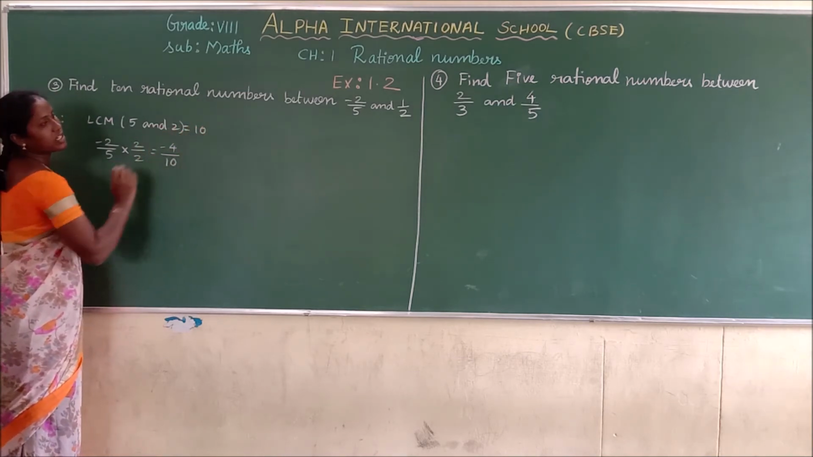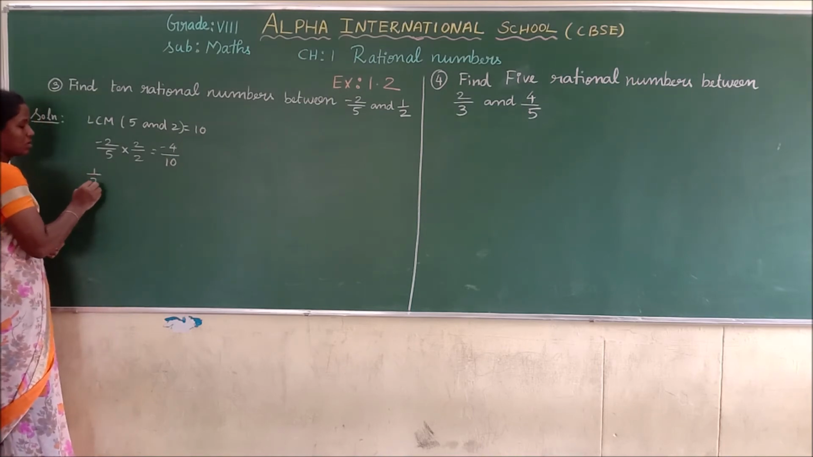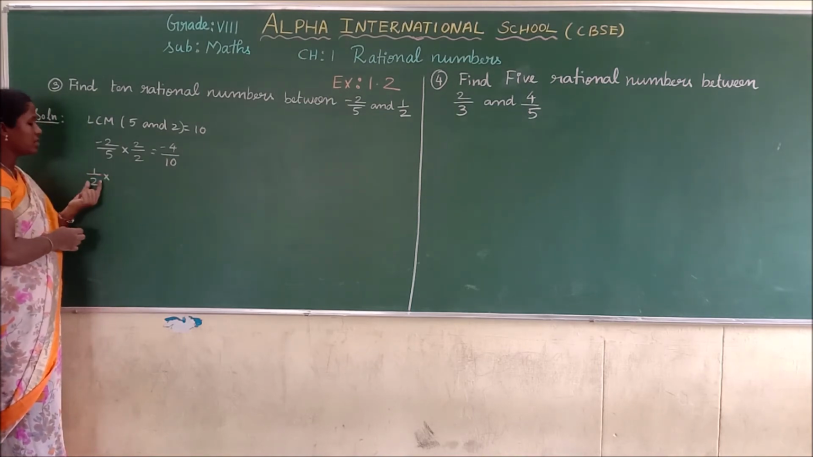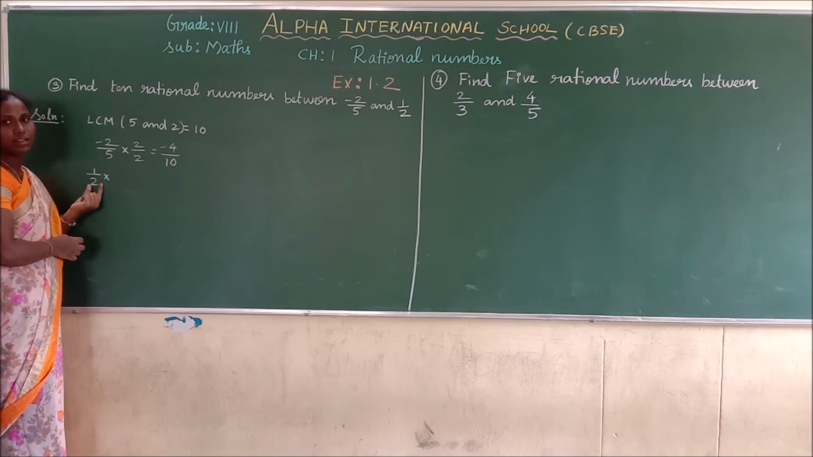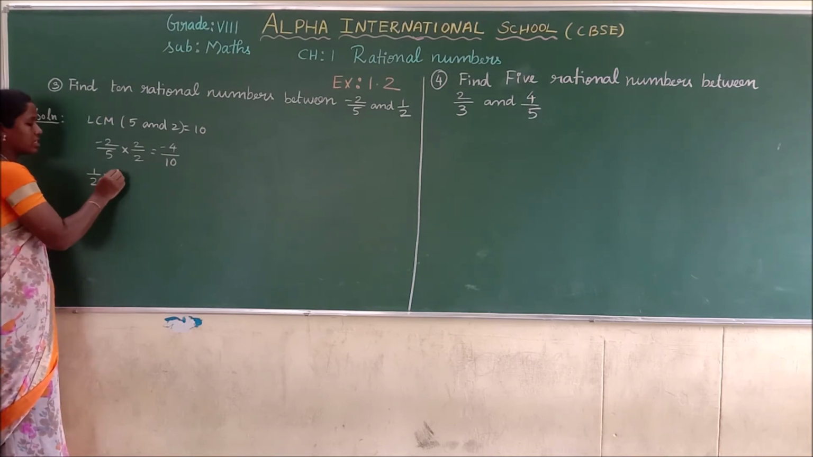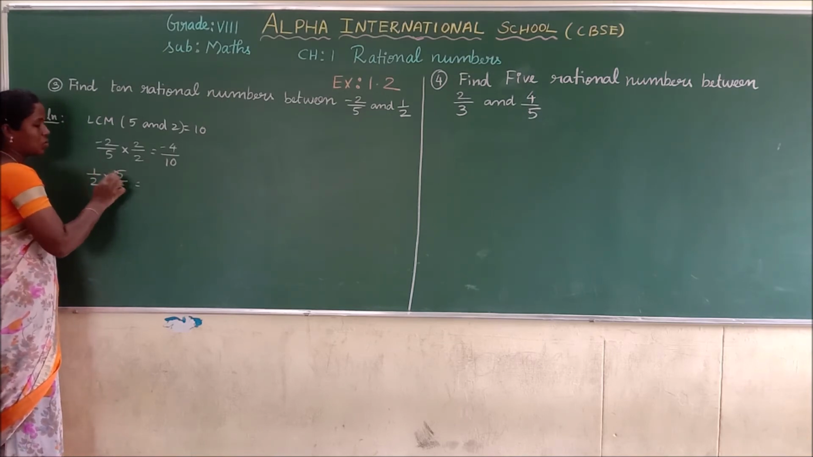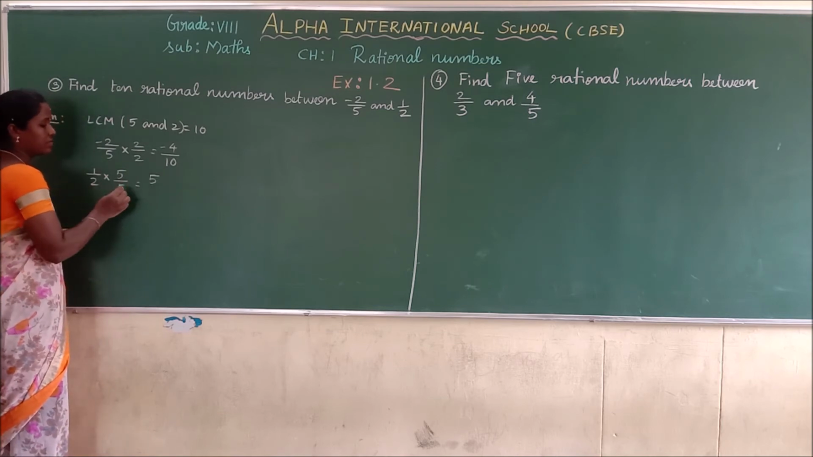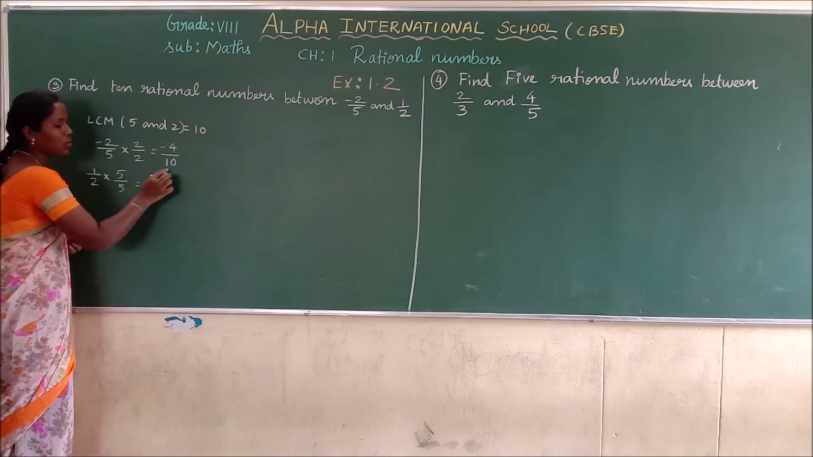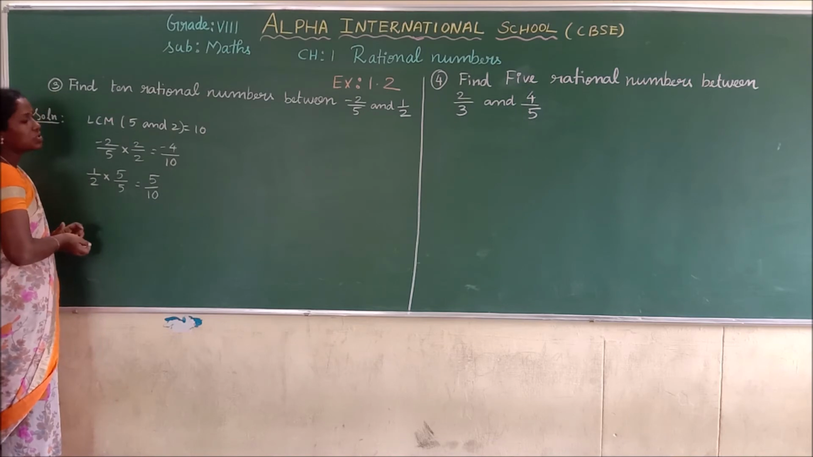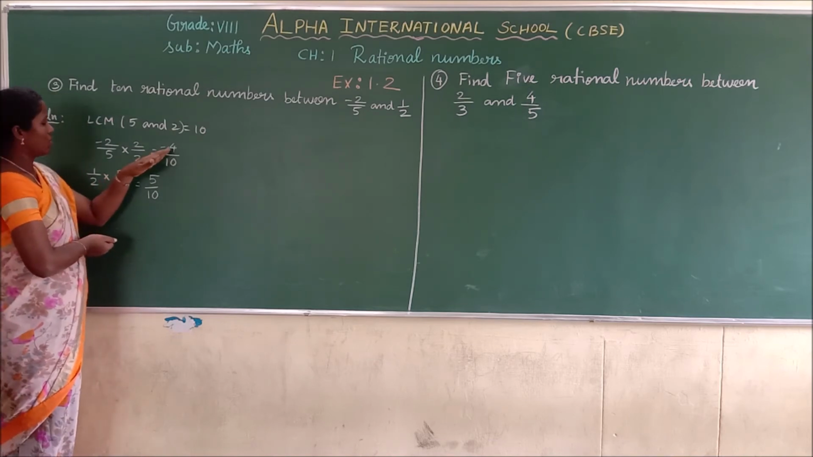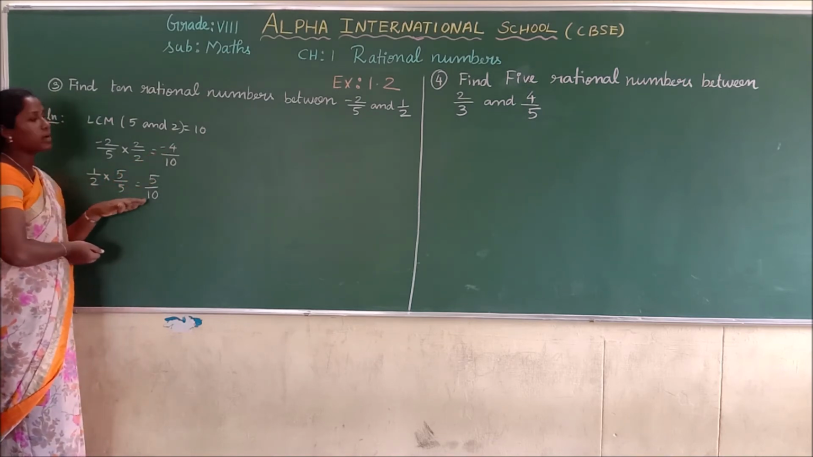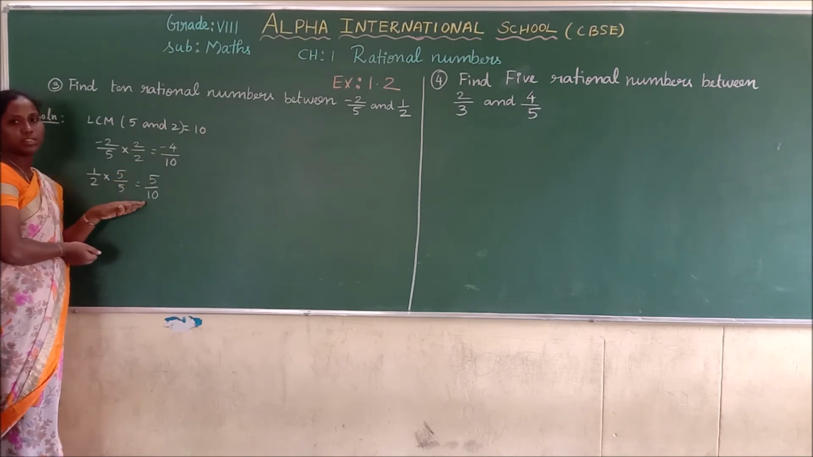What is the next rational number? 1 by 2. What number do you have to multiply with 2 to get 10? It is 5. So multiply and divide by 5. So 1 into 5 is 5, and 2 into 5 is 10. So now we have equalized the denominators. So listen here, we are having minus 4 by 10 and 5 by 10.